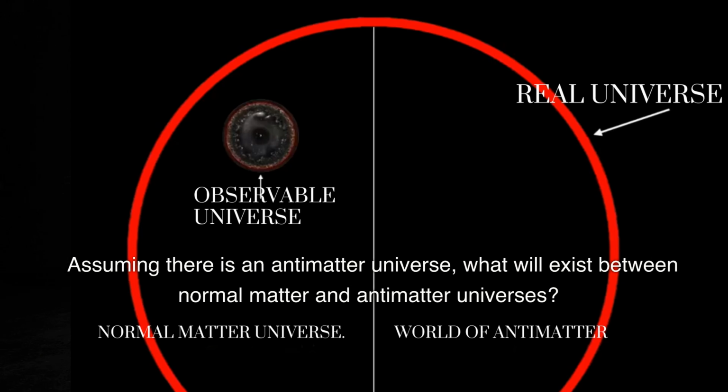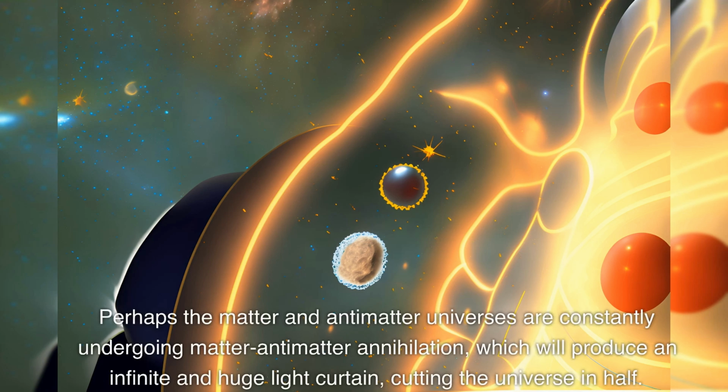Assuming there is an antimatter universe, what will exist between normal matter and antimatter universes? Perhaps the matter and antimatter universes are constantly undergoing matter-antimatter annihilation, which will produce an infinite and huge light curtain, cutting the universe in half.